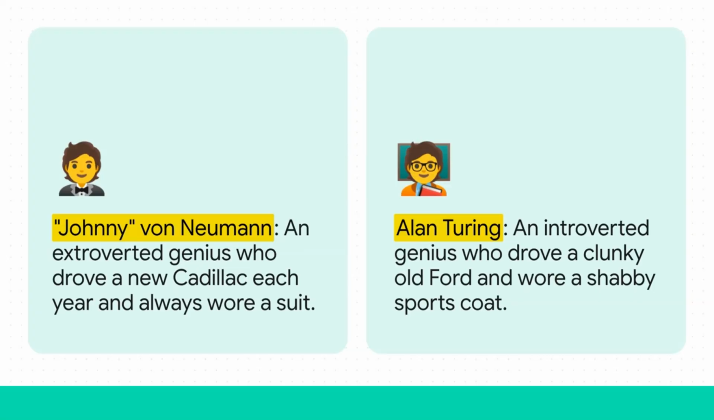Von Neumann was Johnny, the extrovert who loved throwing parties and drove a new Cadillac every year. Turing was this quiet, solitary genius who wore a shabby coat. But despite their differences, von Neumann always gave credit to Turing's abstract idea of a universal computing machine as the real foundation for his own practical work.